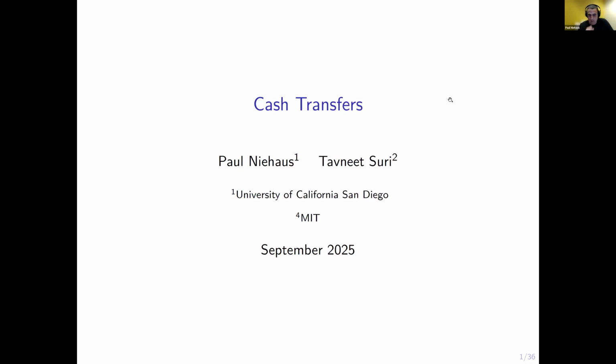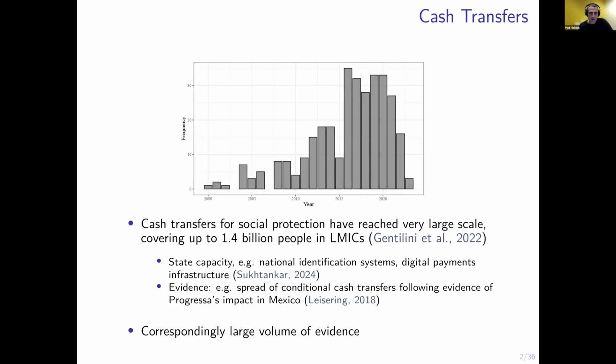So just to elaborate on that point, in the paper, we provide a little bit more numerically, both on the reach of cash transfers and also on the evidence base on cash transfers, which is very, very large. These numbers come from during the pandemic, when cash transfers were ramped up aggressively to try to provide social protection to people who were being affected by lockdowns and so forth. But even absent the pandemic, cash transfers today reach a very large number of people around the world.